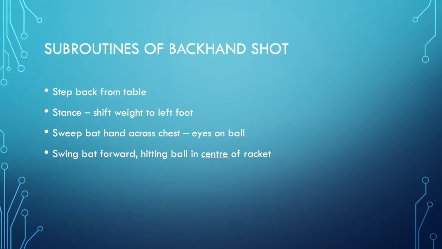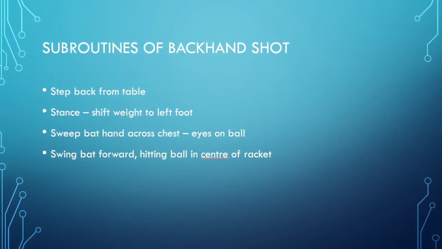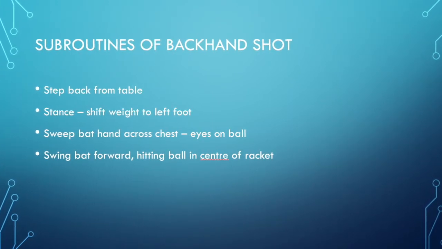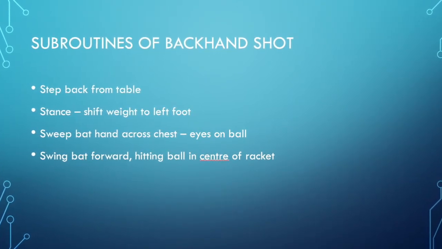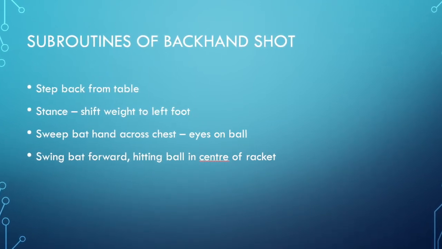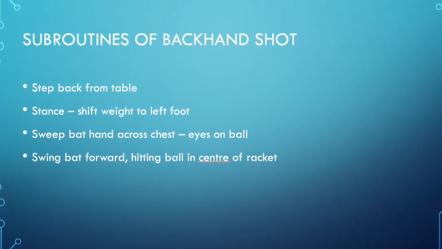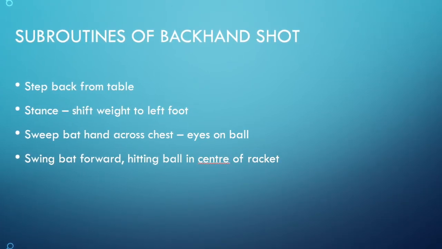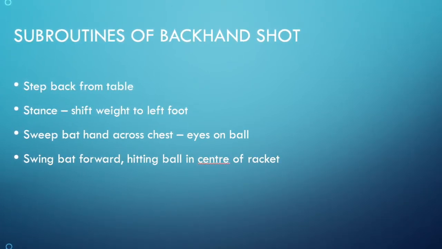The backhand shot was broken into subroutines of stepping back from the table and shifting weight to the left foot, the sweeping motion as the bat hand moved across the chest with the eyes focusing on the ball, and the swinging of the arm forward, hitting the ball in the center of the bat.